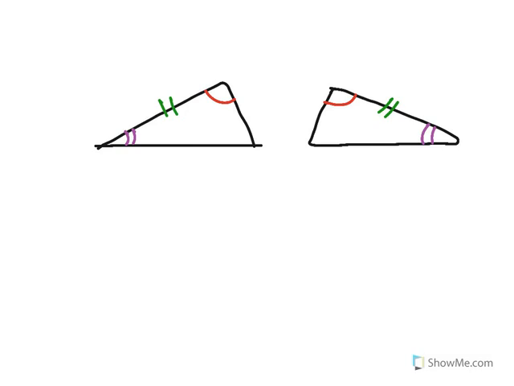A third way to prove the 2 triangles are congruent: if 2 angles and the included side of one triangle are congruent to the 2 angles and included side of another triangle, then the triangles are congruent by the angle-side-angle postulate.